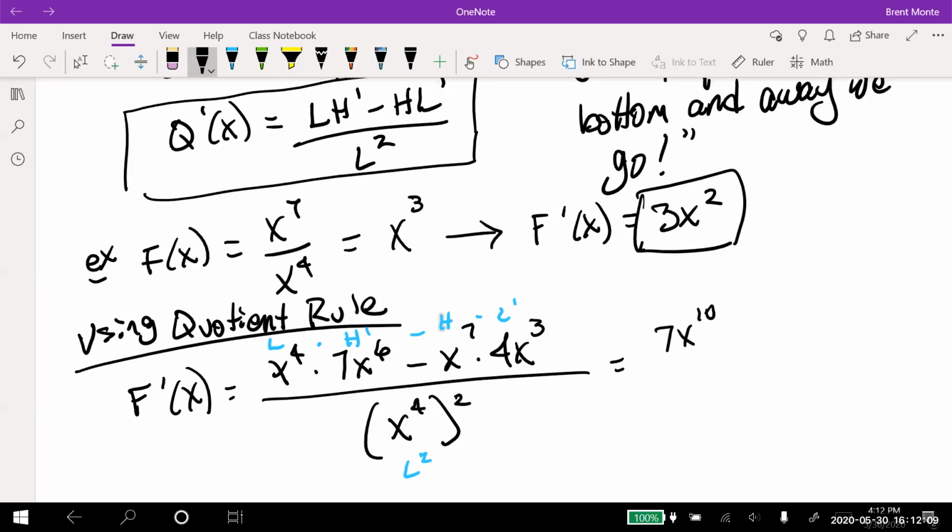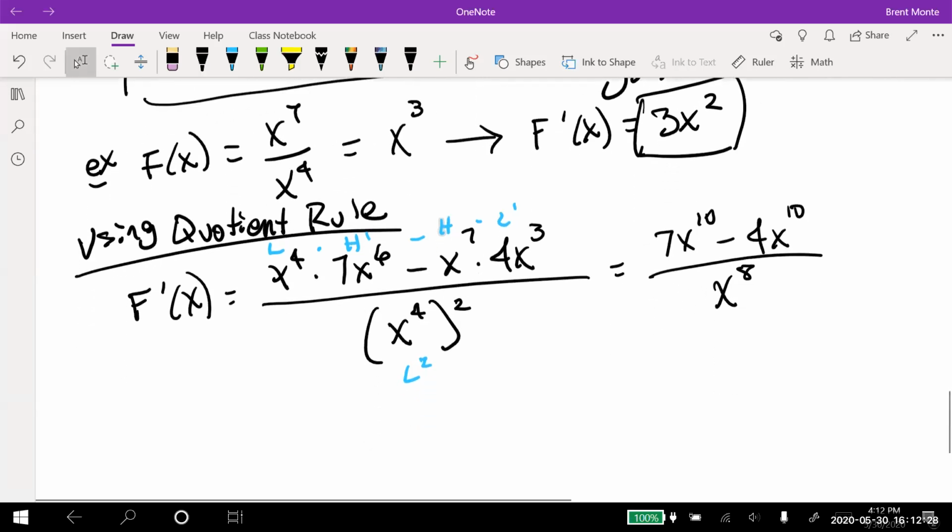And then minus 4x to the 10th again. And then on the bottom, remember power, we multiply exponents, so that's x to the 8th, because that'd be an x to the 4th times an x to the 4th. So we just get 8 of them there. All right, so we're almost done.